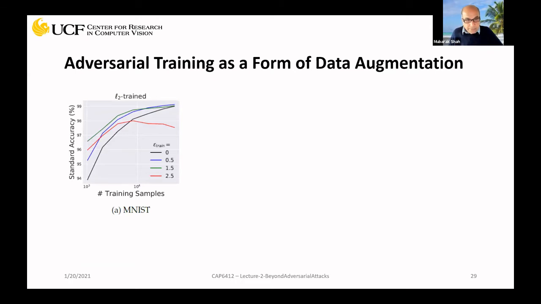So here's an example of MNIST. This is the training data, and this is standard accuracy. If we use the standard classifier, not robust, this is how the accuracy changes. As you know, when we increase the number of training examples, the accuracy increases, which is what we expect. Now, if we train a robust classifier, these are different robust classifiers with different perturbations. As you see, these ones actually have high accuracy with few training samples.